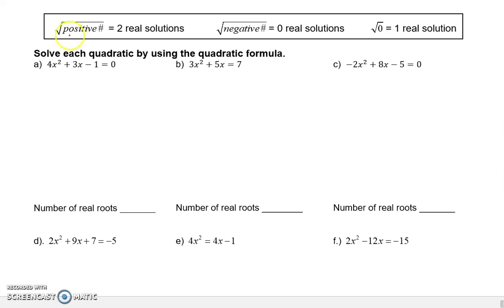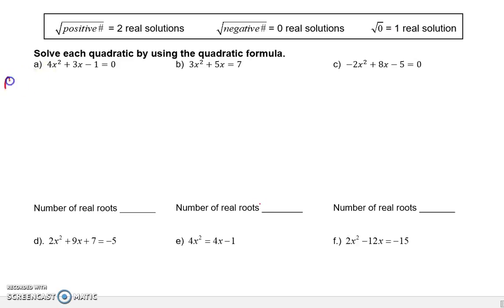Something to note, if what's underneath the radical is a positive number, you're going to have 2 real solutions. If what's left is negative, you're going to have 0 real solutions because you cannot take the square root of a negative number. And if you're left with the square root of 0, you're going to have 1 solution.